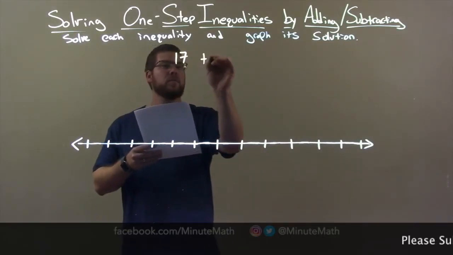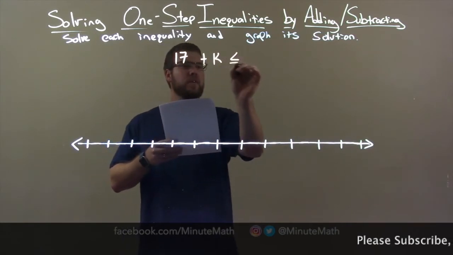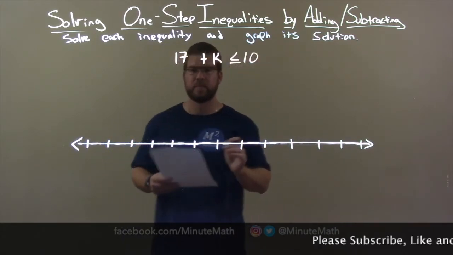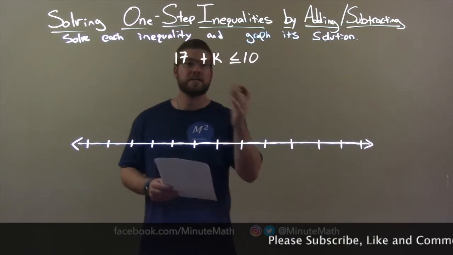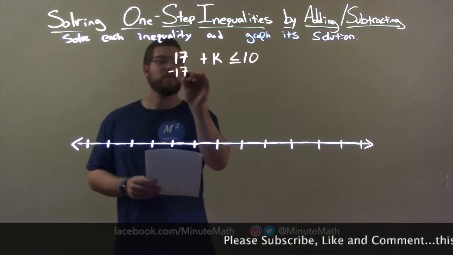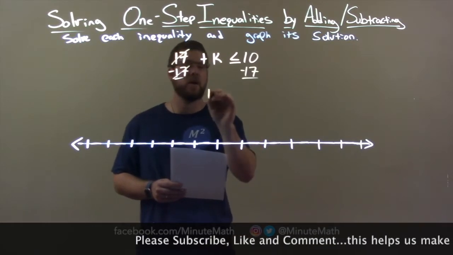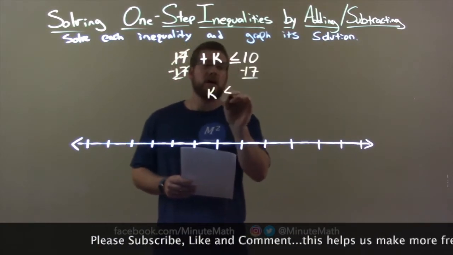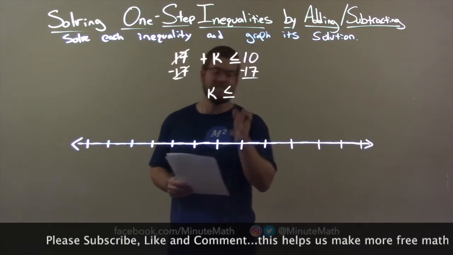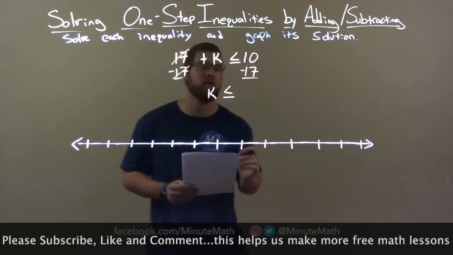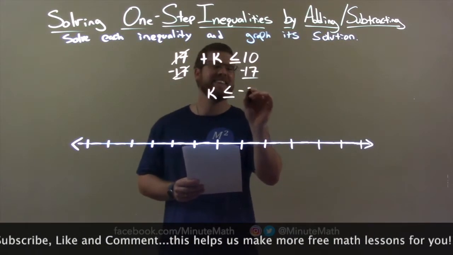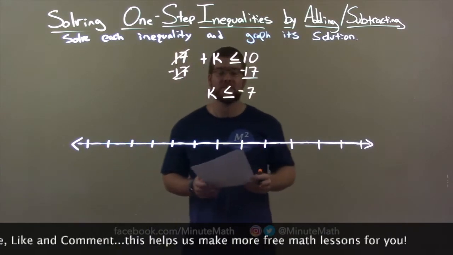17 plus k is less than or equal to 10. First thing I want to do is subtract the 17 from both sides. What this does is get me k completely by itself, and that's our goal. We saw the less than sign, so k is less than, or sorry, less than or equal to, and 10 minus 17 is -7, okay? So we have a -7 here.